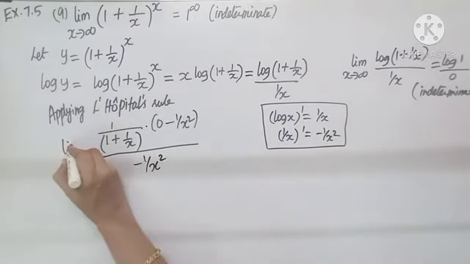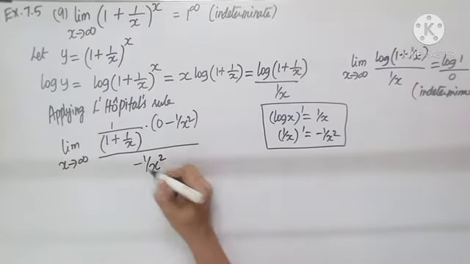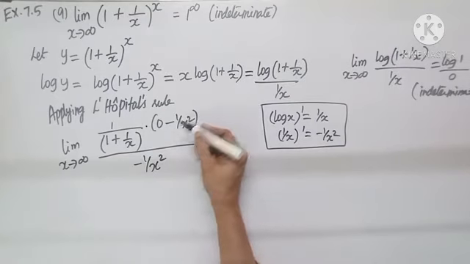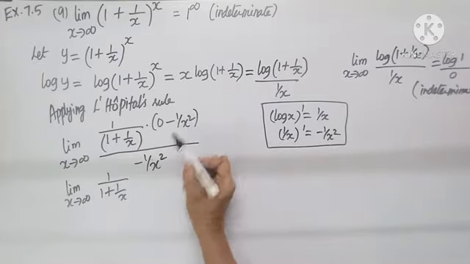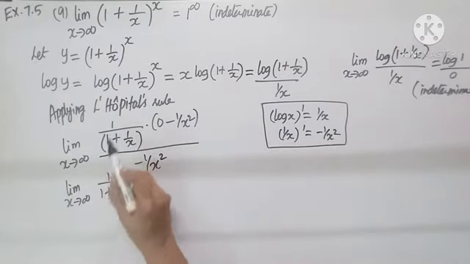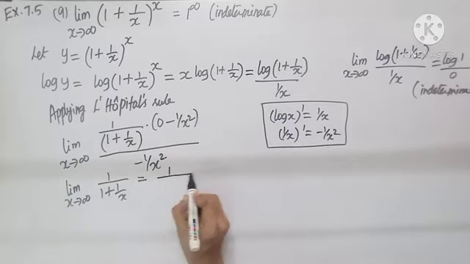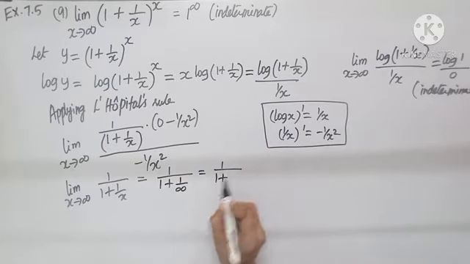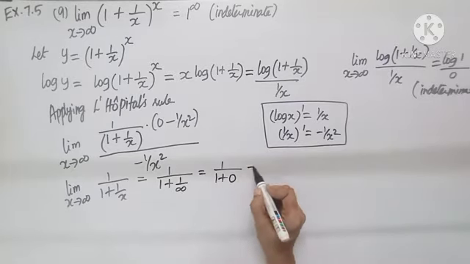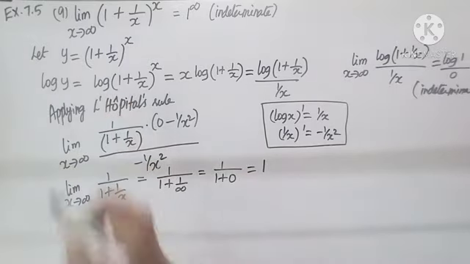Applying the limit x tends to infinity, we can cancel this minus 1 by x squared in the numerator and denominator. As I cancel minus 1 by x squared, we are left with 1 by (1 plus 1 by x). Apply the limit: 1 by (1 plus 1 by infinity). 1 by infinity becomes 0, 1 by 1 is 1. So we have got the limit value is 1 after taking logarithm.